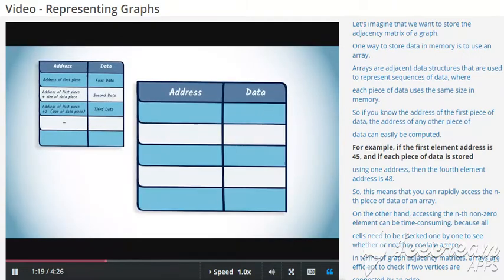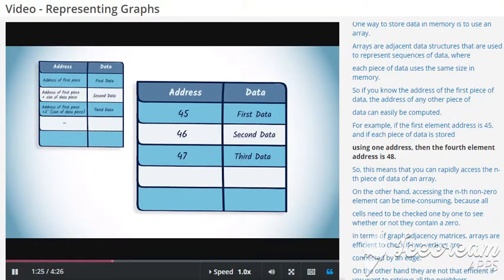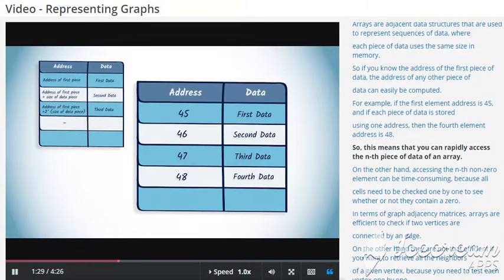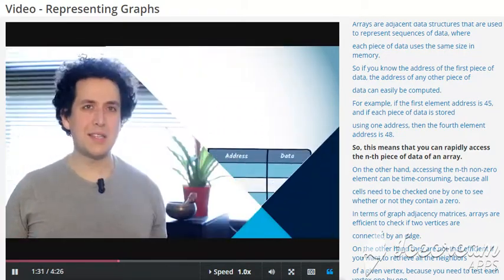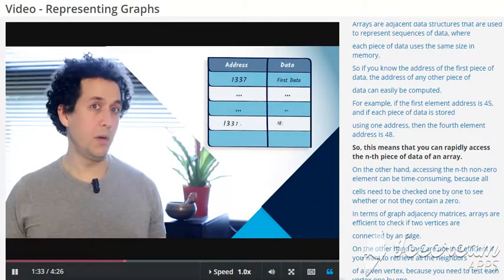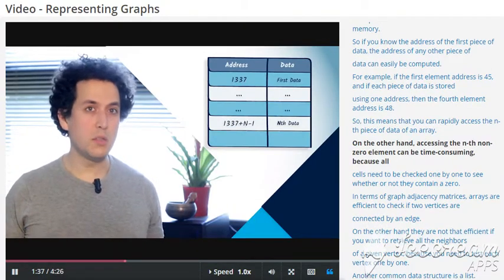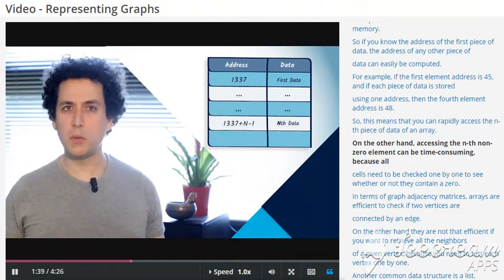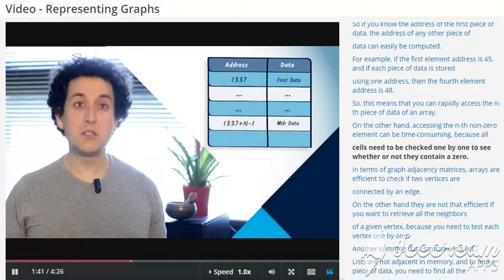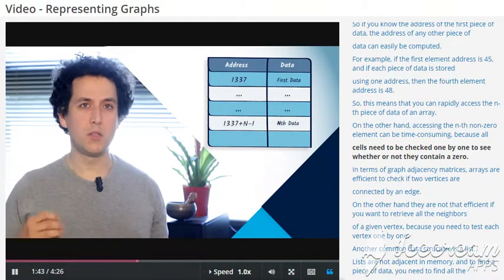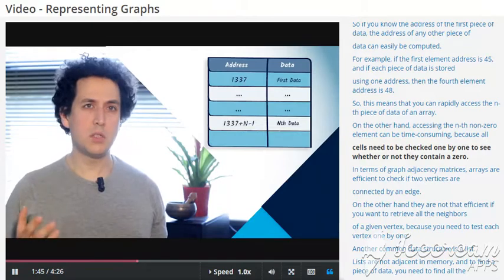For example, if the first element address is 45, and if each piece of data is stored using one address, then the fourth element address is 48. So this means that you can rapidly access the nth piece of data of an array. On the other hand, accessing the nth non-zero element can be time-consuming, because all cells need to be checked one by one to see whether or not they contain a zero.